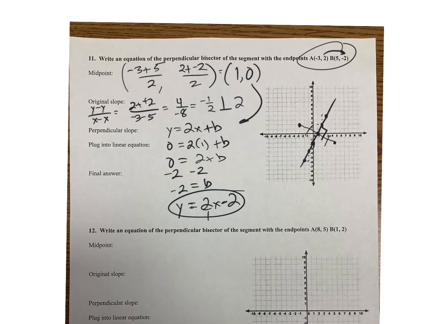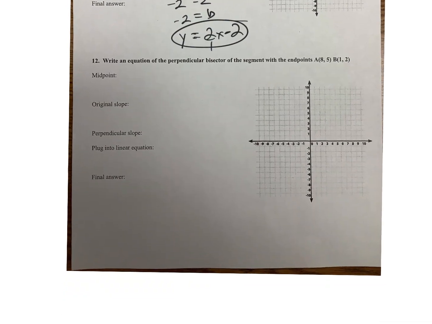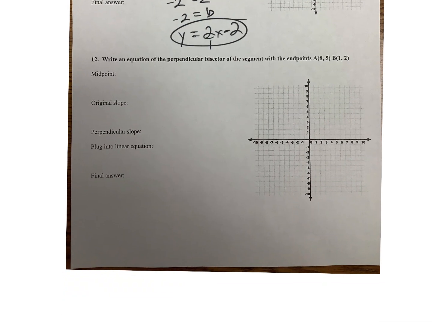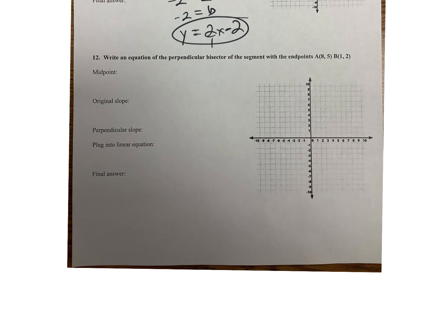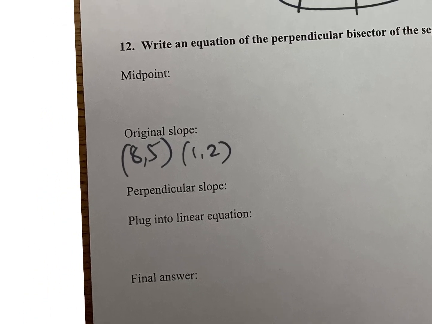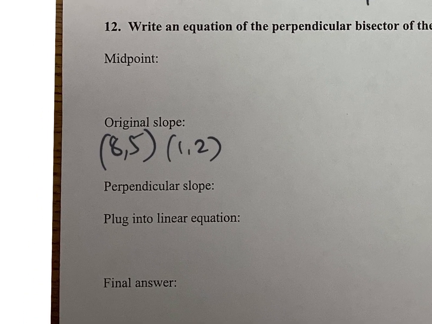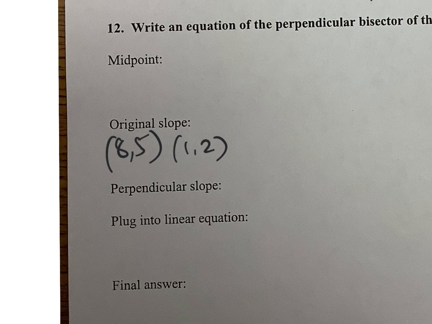All right, let's go down to the next problem, number 12, last one. I'm going to blow this up on the screen so we can see it better, but I need these points in the right spot here. So 8, 5, so I can see them. 8, 5, and 1, 2. All right, so let's go through this. Midpoint again. Actually, let me give everybody a chance to do this without me doing it, or if you're listening to this, just pause it.